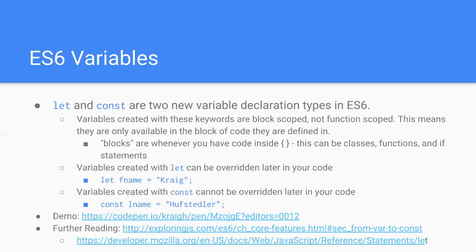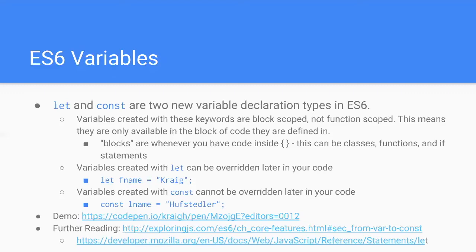One small distinction is it doesn't mean that it's immutable. If you create an object, so if you say const car equals and then some object, you can still add properties to the object and you can change those properties. You just can't overwrite the variable entirely and say now car equals a string. That won't work. That'll show an error. If it's an array, you can add to the array, things like that. You just can't completely override the variable.